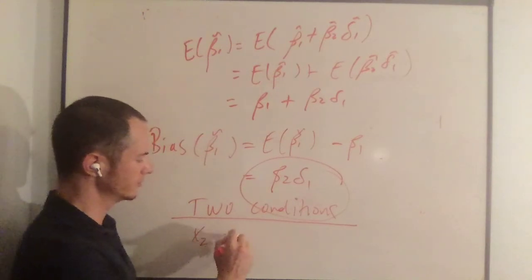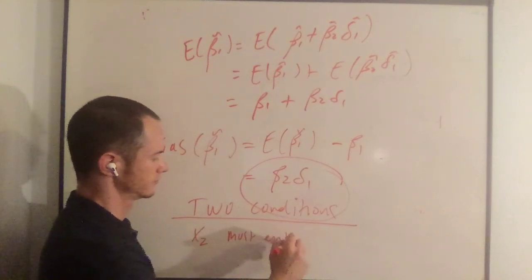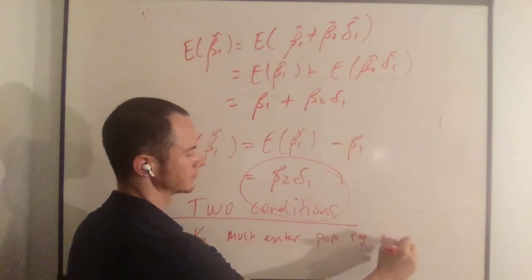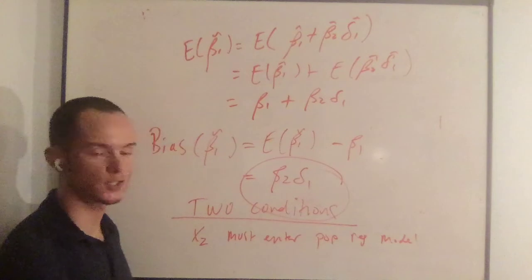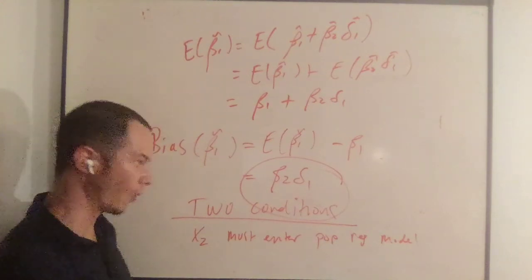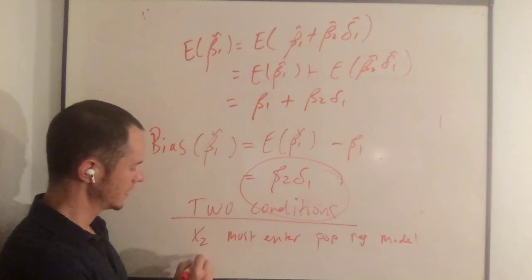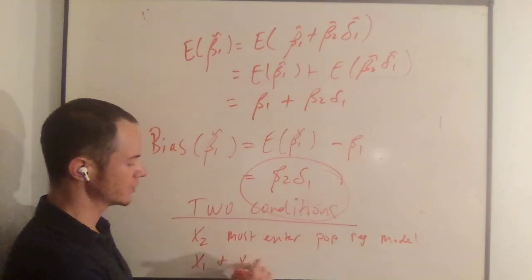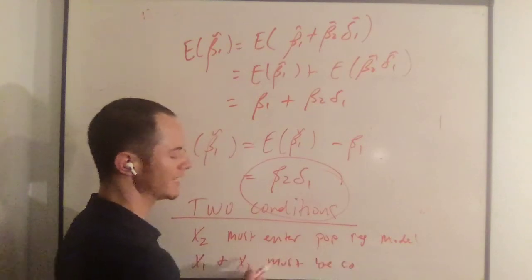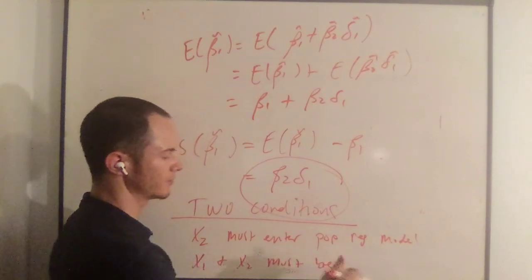x2 must enter the population regression model, or x2 must be contained in u; the factor must affect y. And x1 and x2 must be correlated, or more generally, related.